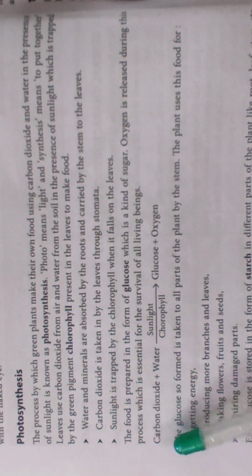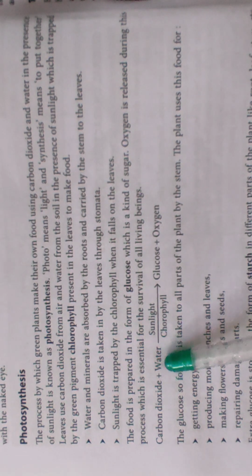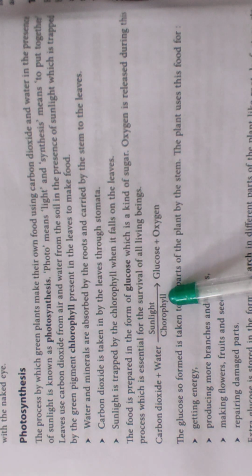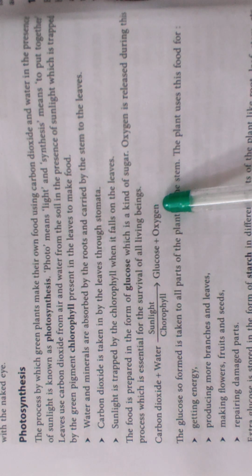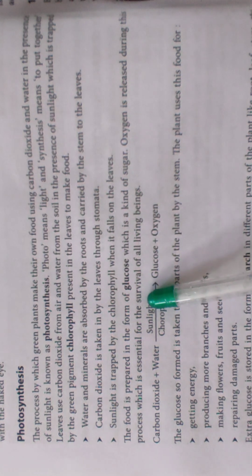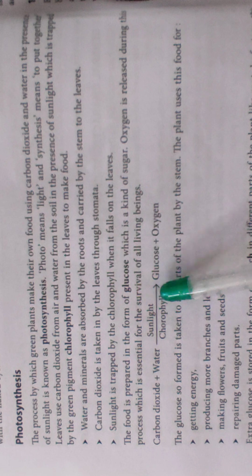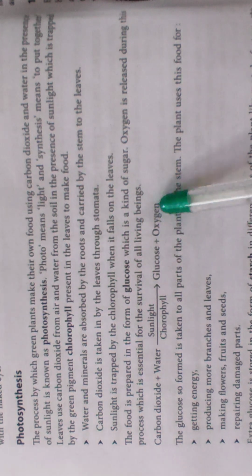So see the reaction: carbon dioxide plus water, in the presence of sunlight and chlorophyll, forms glucose plus oxygen. In photosynthesis, plants take carbon dioxide and water in the presence of sunlight and chlorophyll, and they make glucose and release oxygen.